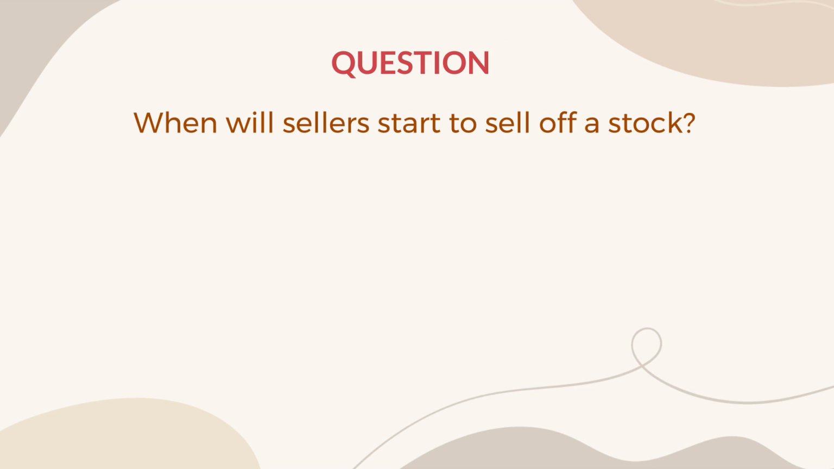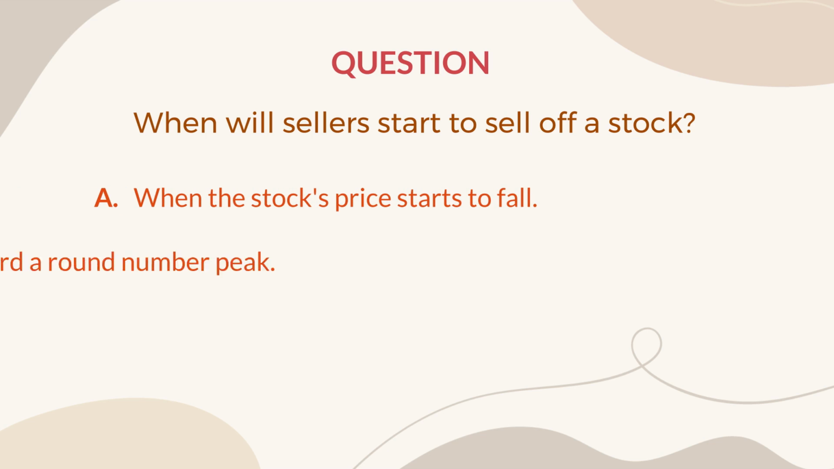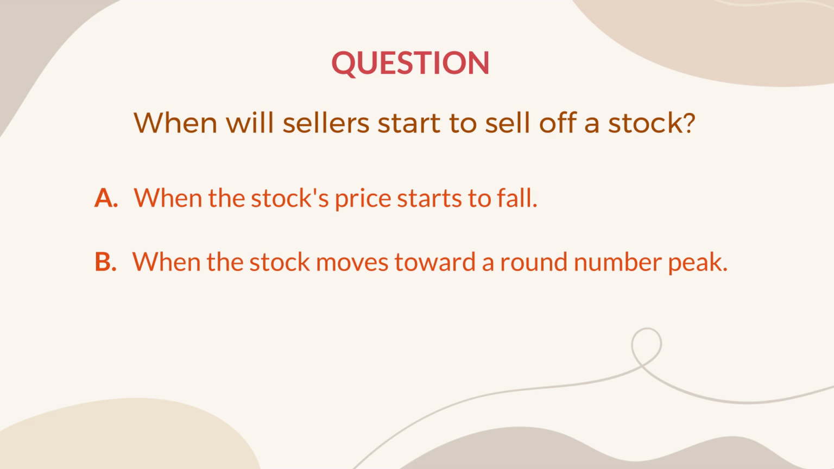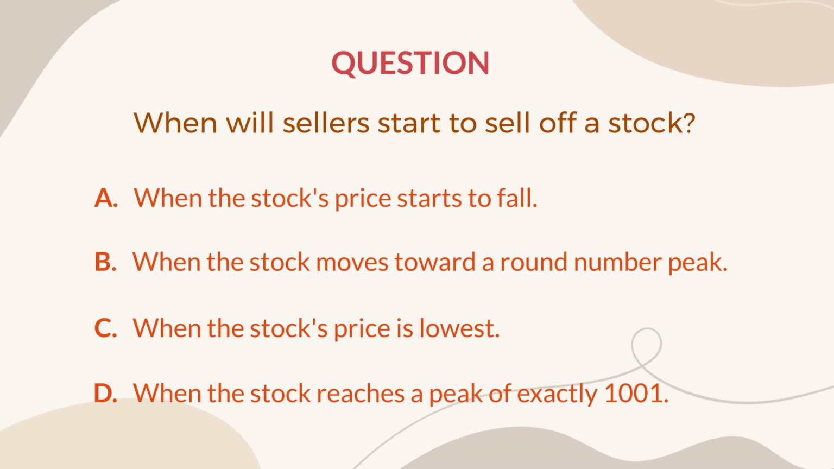Answer the question. When will sellers start to sell off a stock? A. When the stock's price starts to fall. B. When the stock moves toward a round number peak. C. When the stock's price is lowest. D. When the stock reaches a peak of exactly 1001.